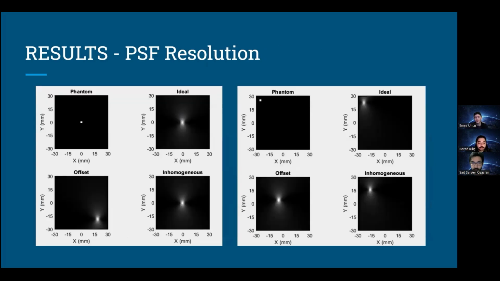Now I will talk about the point spread function resolution measurements. Here, two different SPIOs have been put onto the field of view, one at the center and the other one 5 mm apart from the left and upper edges. The results for all the cases look identical except for the locations. For the offset case, the shift is visible on the reconstructed images, and for the inhomogeneous case, the location shift gets worse as going nearer to the edge. It is also visible that the point spread functions are more spread in the y direction.